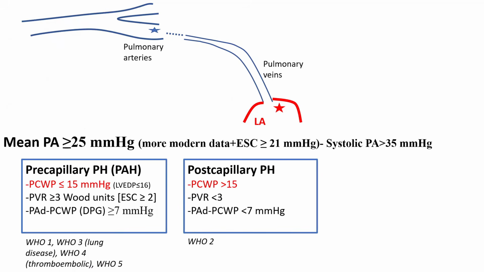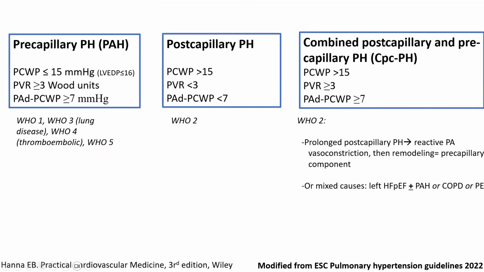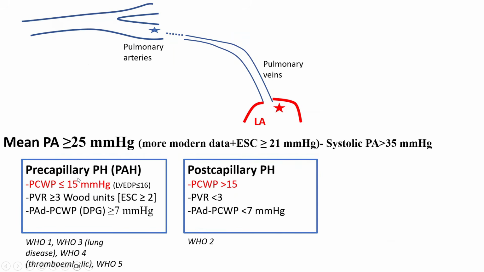They use this cutoff based on prognostic long-term data. Now, pH is subdivided into three hemodynamic groups: the pure precapillary pH, the pure postcapillary pH, and the combined pre and postcapillary pH. The single most important feature to look at is wedge pressure. 15 or less is consistent with precapillary pH. Over 15 is consistent with the postcapillary component of pH, but that postcapillary pH may also be combined pre and postcapillary pH depending on the PVR.